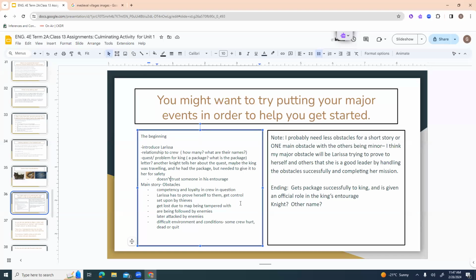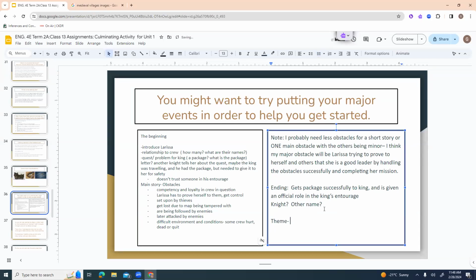Now, this is a lot of obstacles for a short story, right? Especially if it's only a page and a half. So I probably need to pick a few less obstacles. I think my major obstacle is going to be Larissa trying to prove herself to herself. She wants to show that she can be a good leader because she wants that, but also she needs to show she's a good leader to the other people in her crew, or they're not going to listen to her, right? And getting over the obstacle successfully and completing her mission successfully, like actually getting the package, that's all part of this. And that goes into the theme.